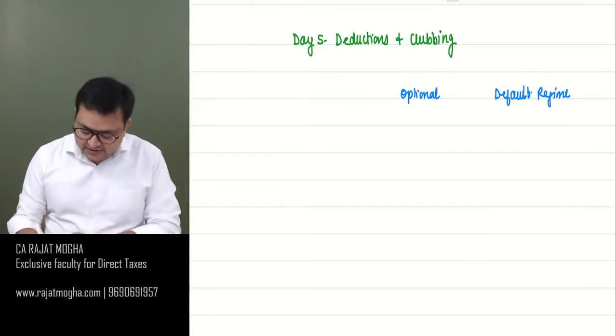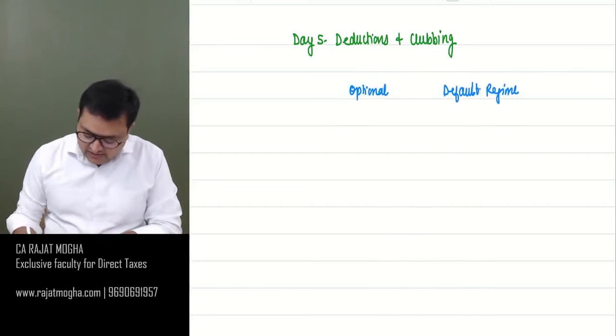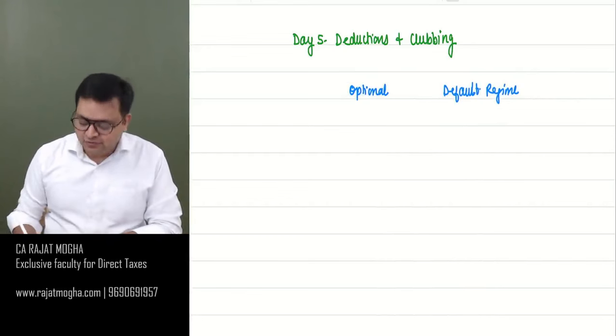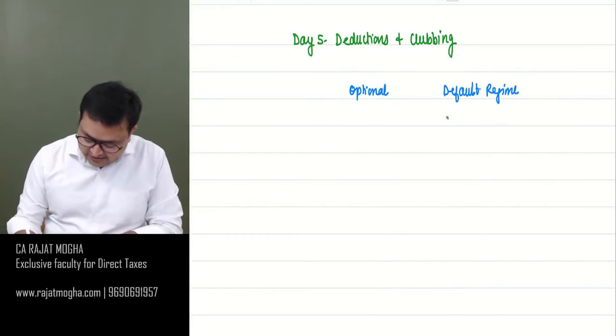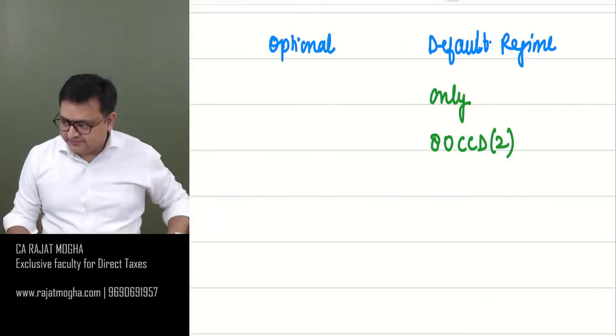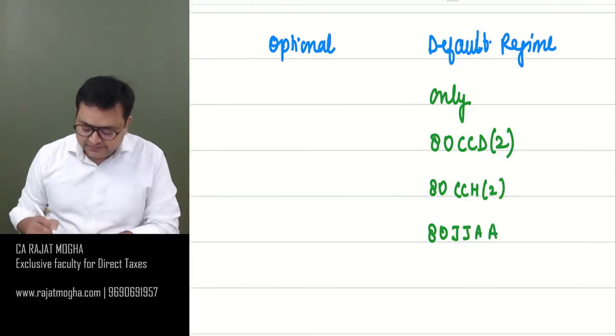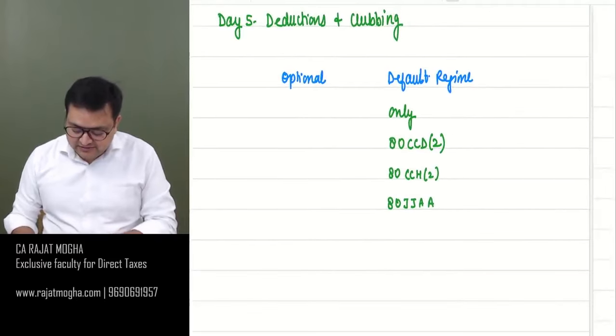In default regime, we have deductions only under 80CCD2. What is 80CCD2? I'll explain, don't worry. Second is 80CCH2 and 80JJAA. These are the only three deductions under default regime.